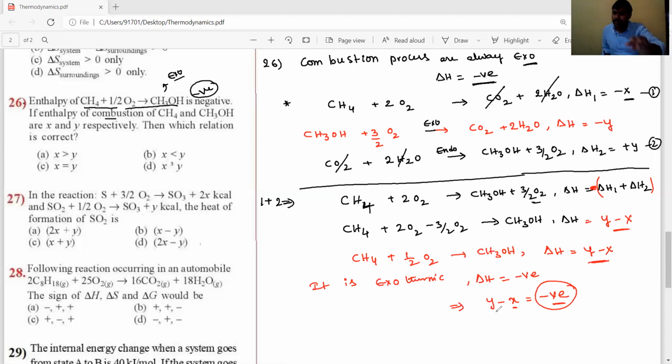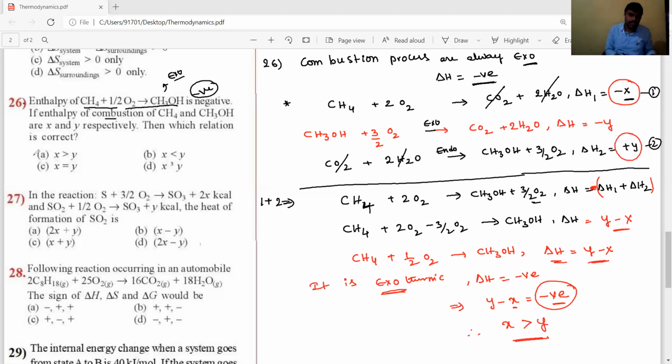That resultant value is negative, which means the x value should be more than y. For example, if y is 50 and x is 100, then 50 minus 100, minus 50 will come. The resultant value is negative. Then the x value should be more than y. Only then will delta H become negative, and it is exothermic. They have given it very clearly. That's why x is more than y.